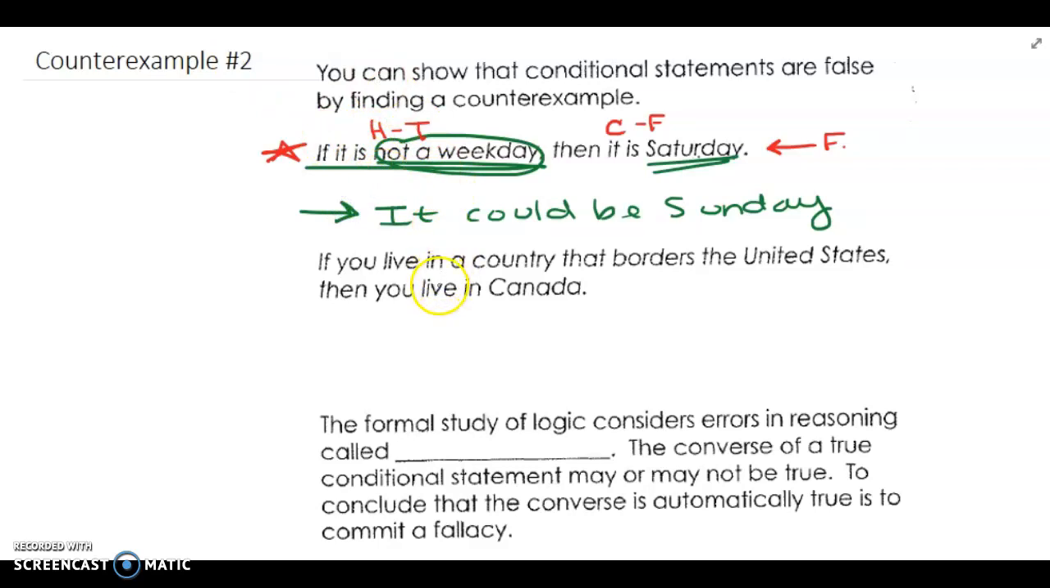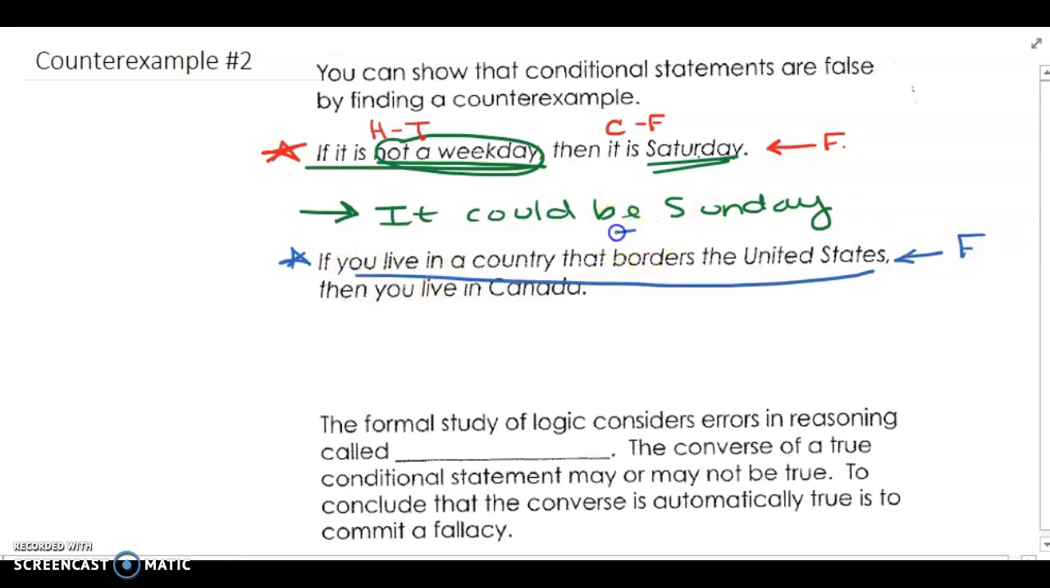All right, let's look at another example. If you live in a country that borders the United States, then you live in Canada. Once again, this is a false statement. So we want to find a counterexample. So we want to find one example of when the hypothesis is true and the conclusion is false. We're not writing this in an if-then statement. We just want an example of when the hypothesis is true and the conclusion is false.